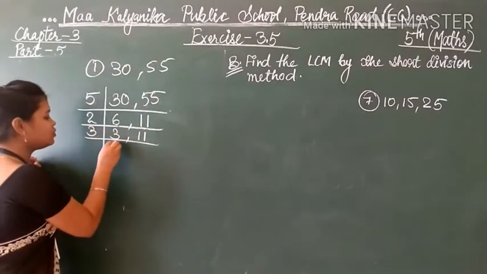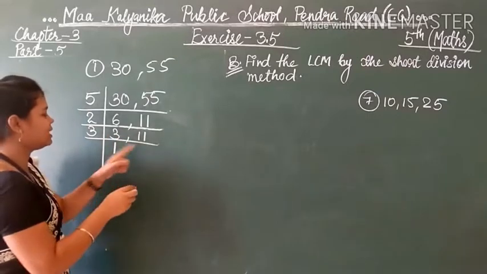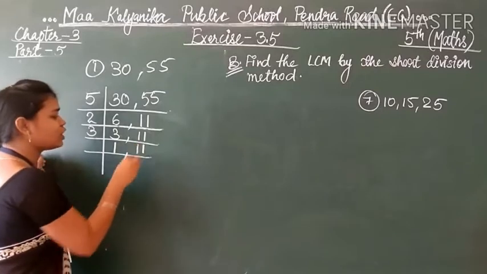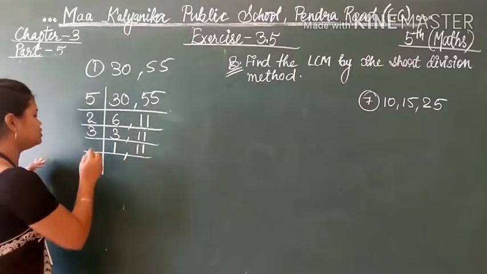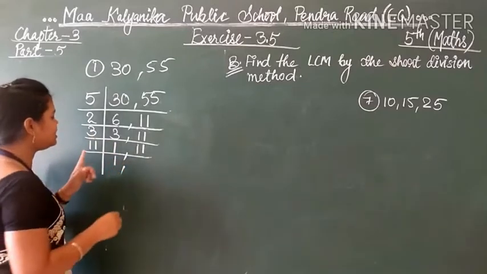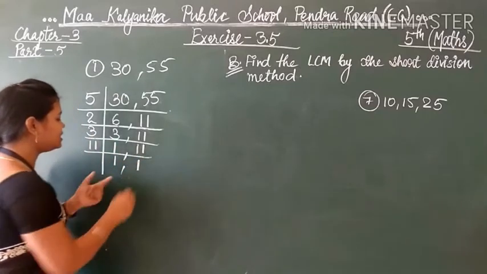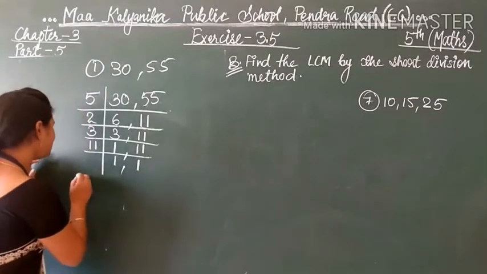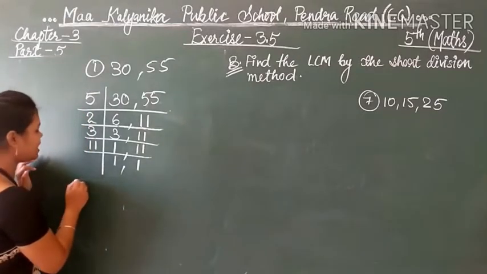Now 3. 3 ones are 3. But 11 again will not come in the table of 3. We will copy it down as it is. Now the table of 11. 1 is as it is. And then 11 ones are 11. Until one will not come, we will have to divide. Okay. So now here what will you write?